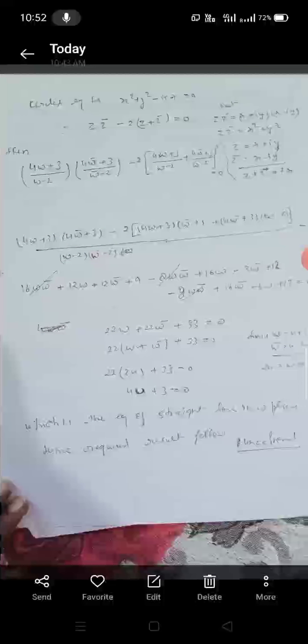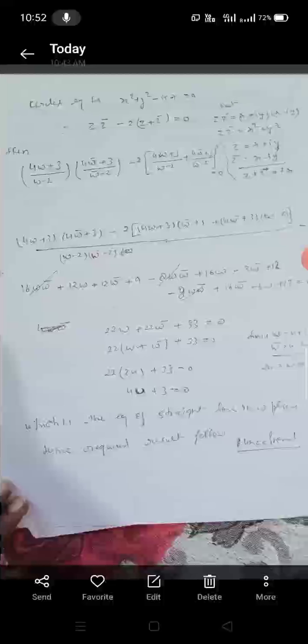We know the equation of the circle is x square plus y square minus 4x is equal to 0, or in complex form this can be written as z z bar minus 2(z plus z bar) is equal to 0. So this can be written as (4w plus 3) upon (w minus 2) times (4w bar plus 3) upon (w bar minus 2) minus 2 in bracket (4w plus 3) upon (w minus 2) plus (4w bar plus 3) upon (w bar minus 2).